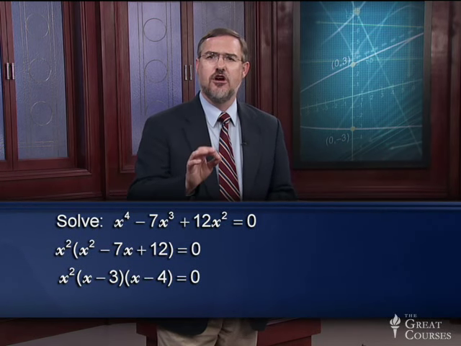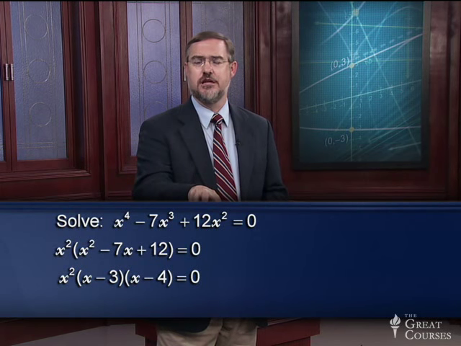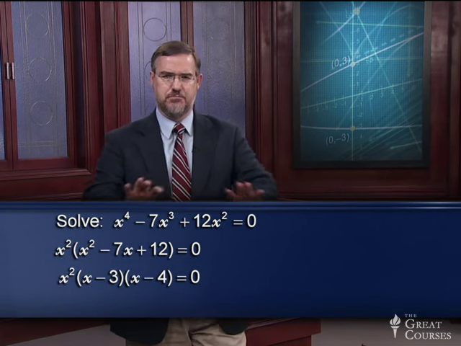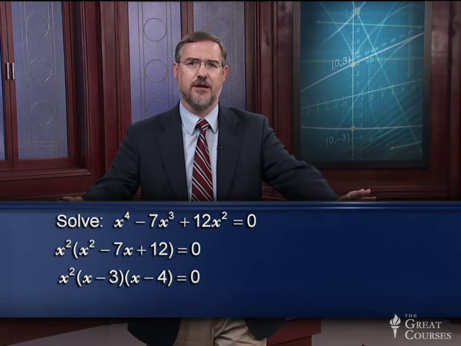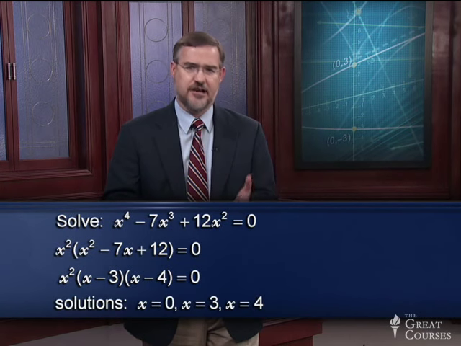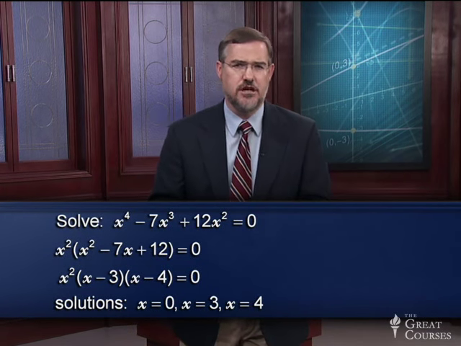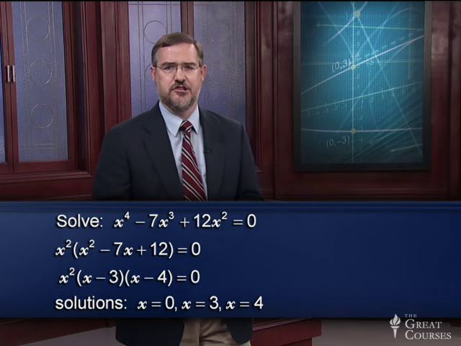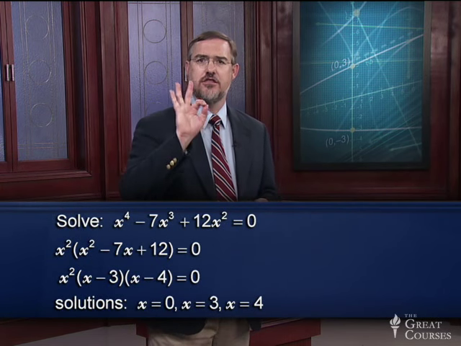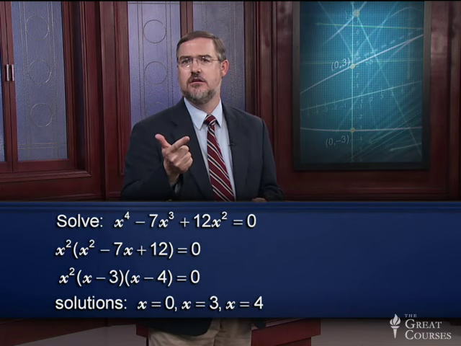Well, you want to know when x squared equals 0, or when x minus 3 equals 0, or when x minus 4 equals 0. You can actually split it into three little problems that way. And those translate into x equals 0, that comes from x squared equals 0, or x equals 3, which is the solution of x minus 3 equals 0, or x equals 4. So there are exactly three solutions to the original problem: 0, 3, and 4.